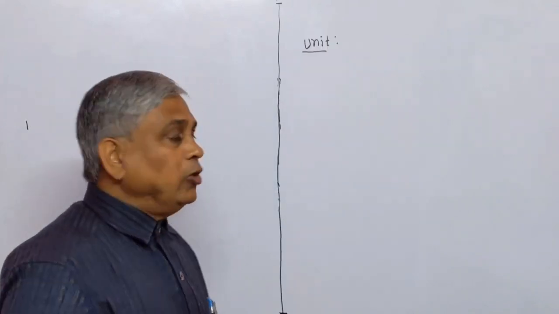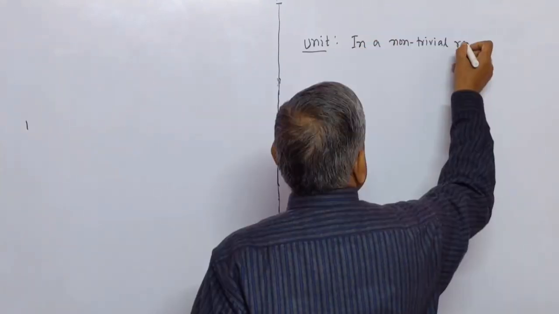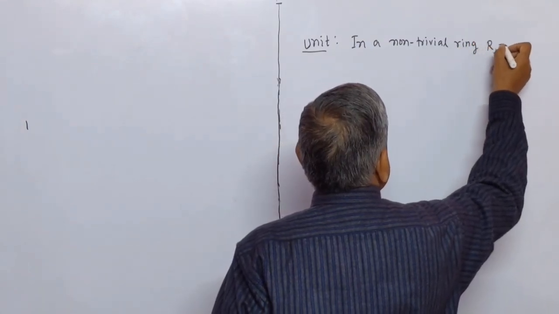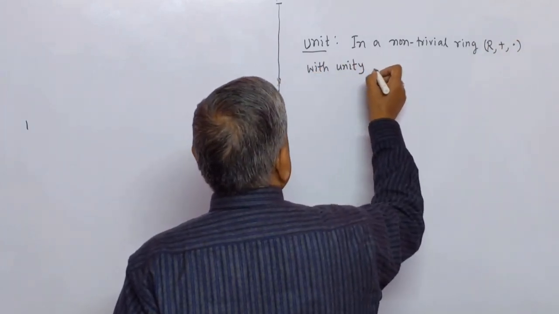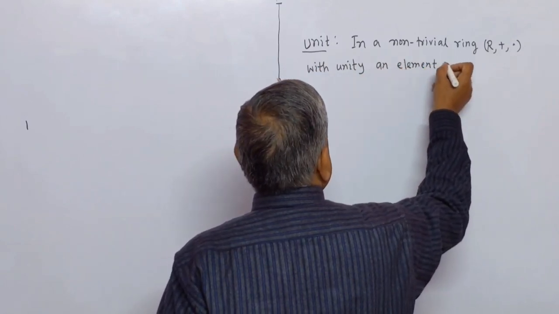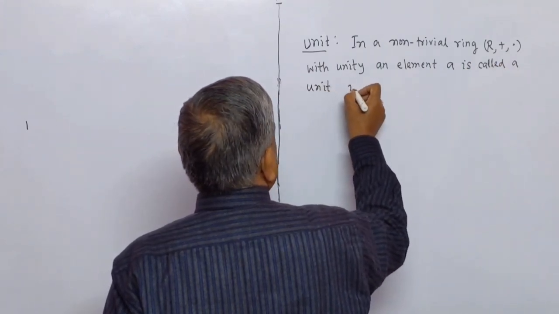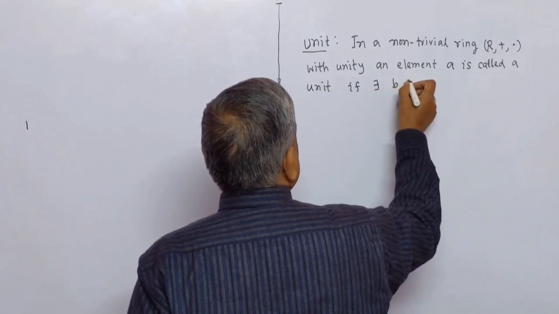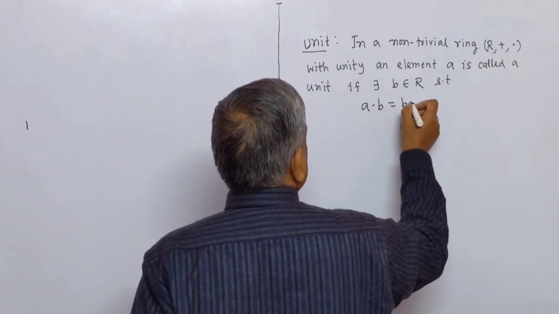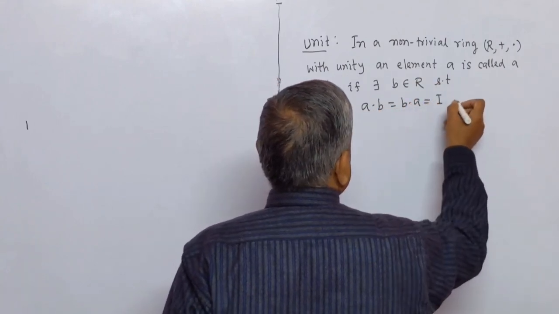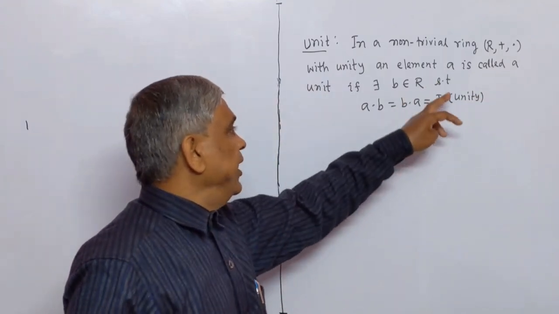Now we want to know a new concept, unit. In a non-trivial ring R with binary operations addition and multiplication with unity, an element a is called a unit if there exists another element b belongs to R such that a multiplied by b equals b multiplied by a equals unity. This is unity. We should not confuse unit and unity.